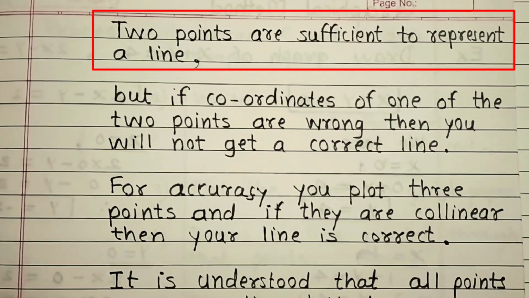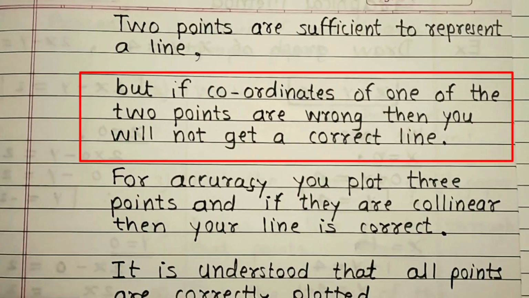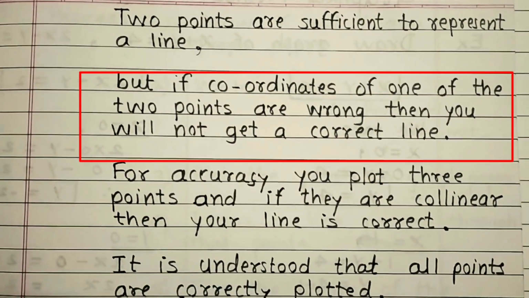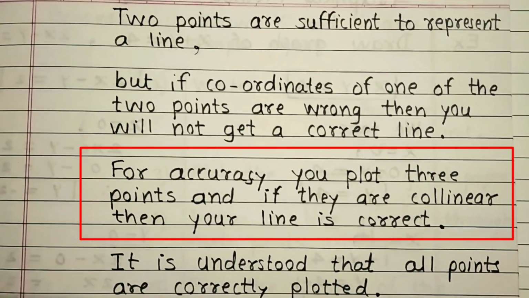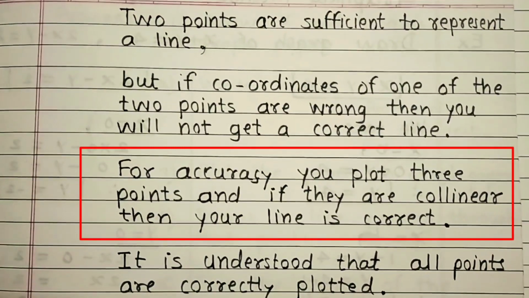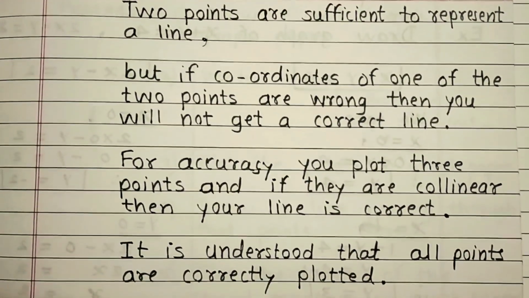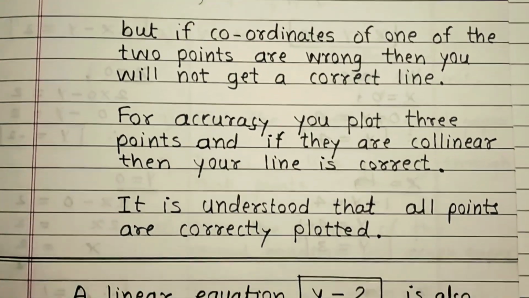Two points are sufficient to represent a line, but if the coordinates of one of the 2 points are wrong, then you will not get a correct line. For accuracy, you plot 3 points, and if they are collinear, then your line is correct. It is understood that all points are correctly plotted.